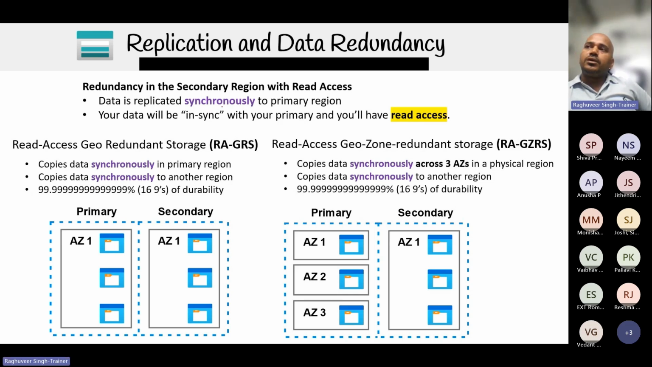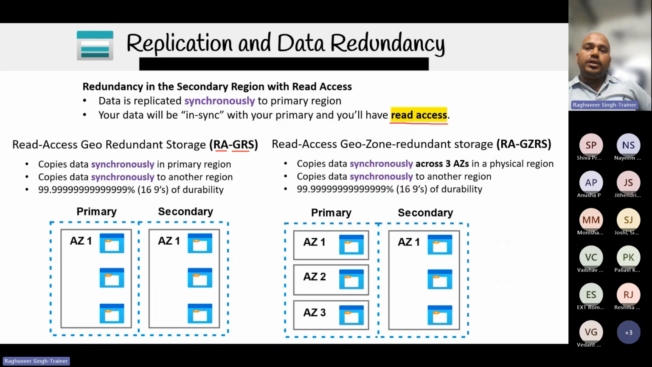So it says data is replicated synchronously to the primary region. Your data will be in sync with your primary region and you will have read access. That's RAGRS, read access geo-redundant storage. So if any customer asks me what they should choose, I say either go for LRS or RAGRS. There is no point going with GRS because you will pay for a service that you will not be able to leverage or consume, because they will not allow you access. That is only there to ensure that you will not lose your data.